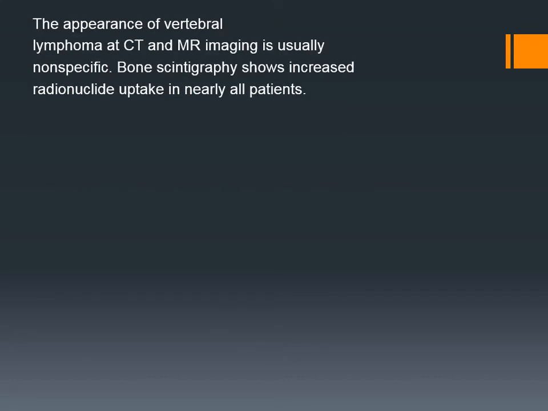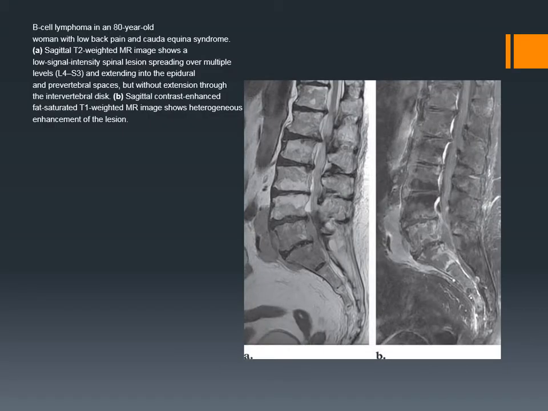The appearance of vertebral lymphoma at CT and MR imaging is usually non-specific. Bone scintigraphy shows increased radionuclide uptake in nearly all patients. Sagittal T2 weighted MR image shows a low signal intensity spinal lesion spreading over multiple levels. MR imaging shows a low signal intensity spinal lesion extending to the epidural space.